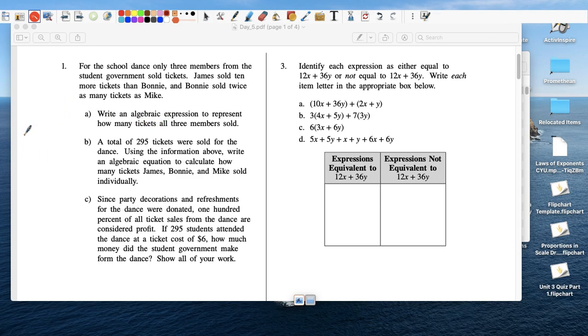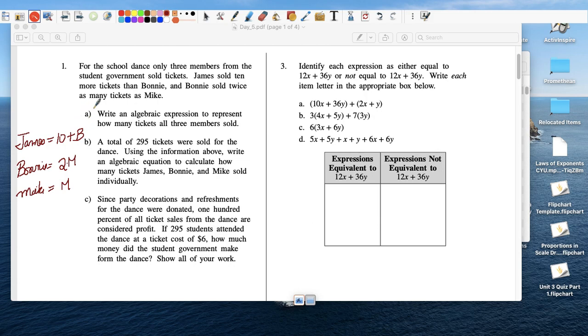So let's start with James. James sells 10 more than whatever Bonnie sold. 10 plus B. Bonnie, she sold twice as many as Mike. So I'm just going to write twice whatever Mike sold. And then Mike just sold whatever he sold. Let's call it M. Now, notice that we have two variables here, M and B.